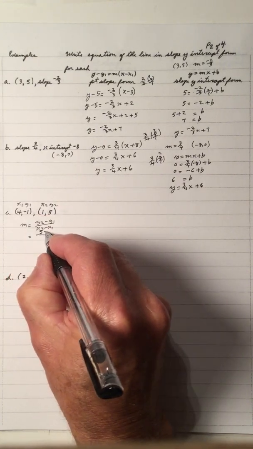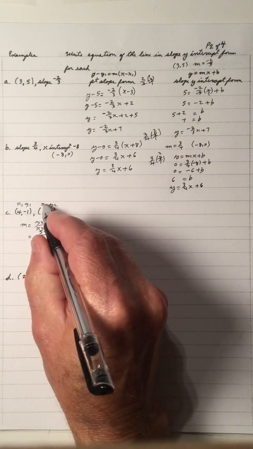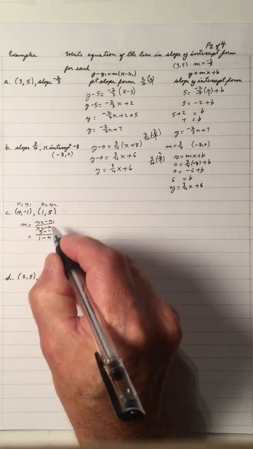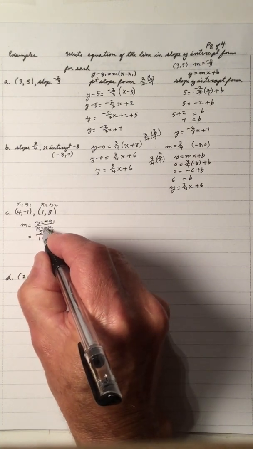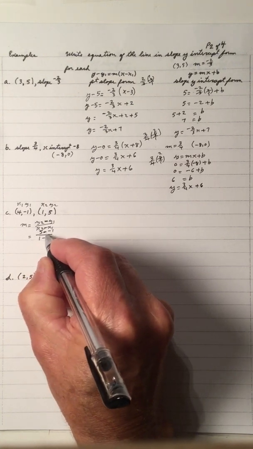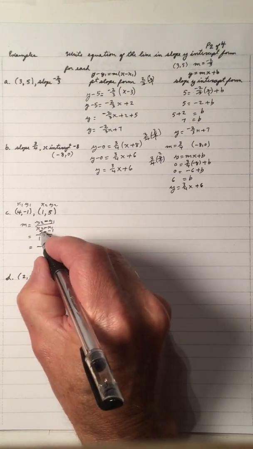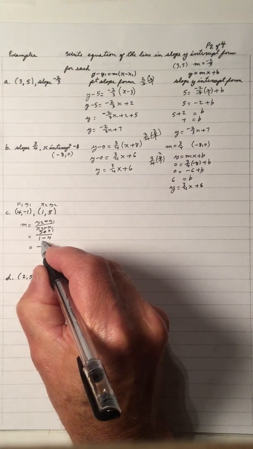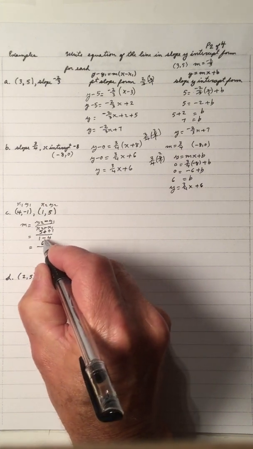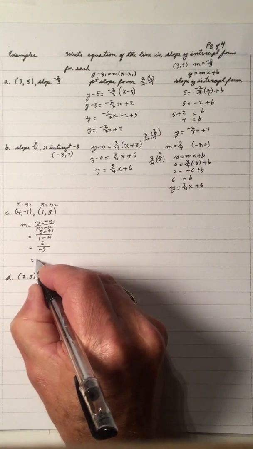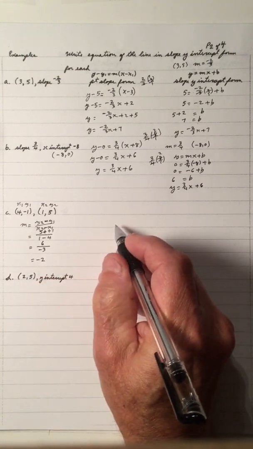y1, I'm subtracting -1. x2 is 1, subtract 4. Notice again the negative and the negative. There they are, the two negatives right there, and the coordinates fit around that. Double negative is a positive, so that becomes 5 plus 1 is 6. 1 subtract 4 is -3. So that gives me a -2 slope.